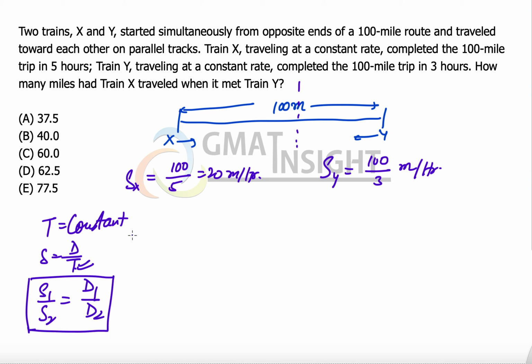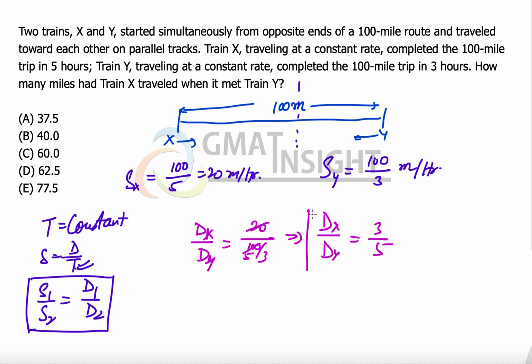Now this principle is going to help us, since we have the speeds. We can find out the ratio of the distances traveled when they are meeting. So the speed of X is equal to 20 and the speed of Y is equal to 100 by 3, and here this is the distance of X and here we have the distance of Y. So this gives us distance of X divided by distance of Y is equal to 20 multiplied by 3 over 100. So we can say 3 over 5, because 20 can divide 100 five times. So it becomes 3 over 5.